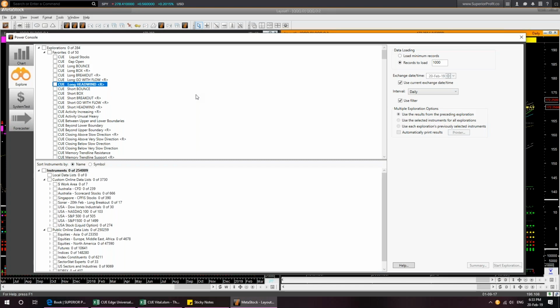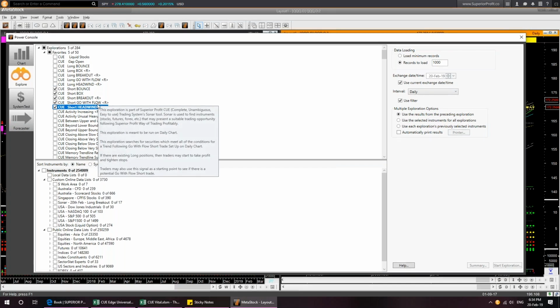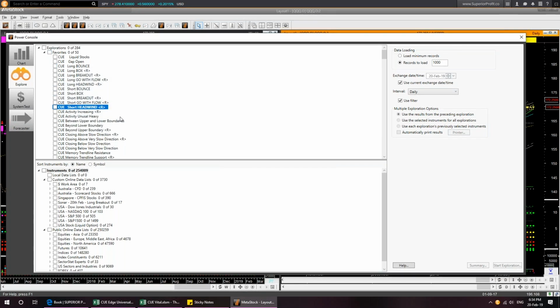So we have 5 scans for 5 trade setups in the long direction and the same for the short direction: bounce, box, breakout, go with flow, headwind. And then we have 40 other scans to look for very specific patterns you have in mind. For example, you may look for stocks that are at extreme low and reversing.